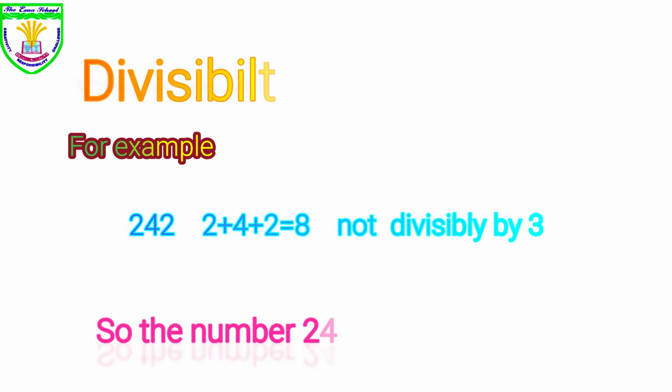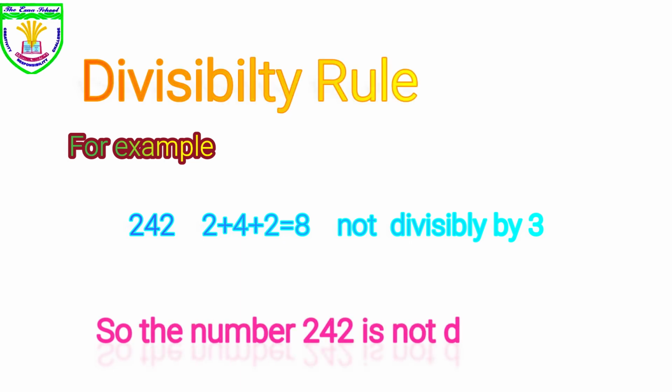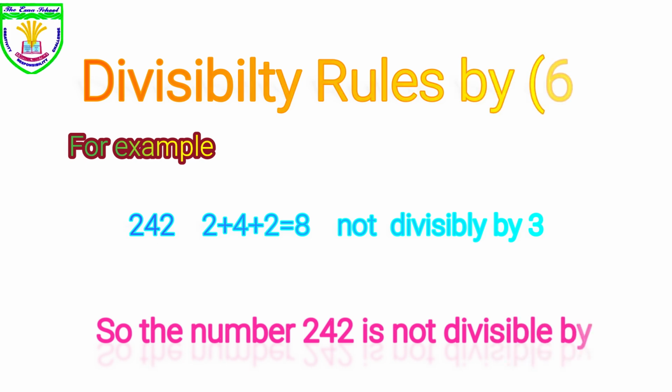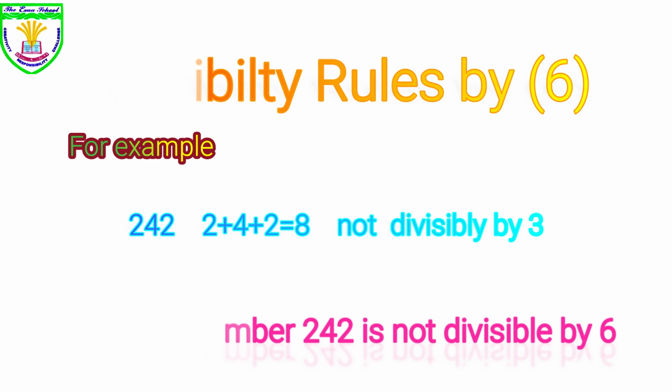Let's take another example, 242. 242 is divisible by 2, but the sum of digits 2 plus 4 plus 2 is 8. So 8 is not divisible by 3. So this number 242 is not divisible by 6.